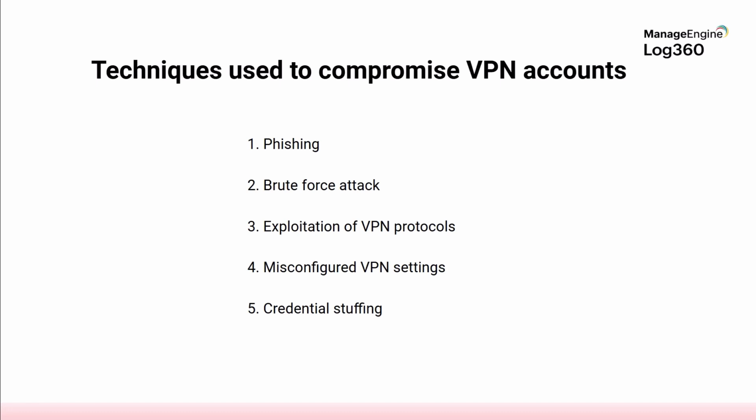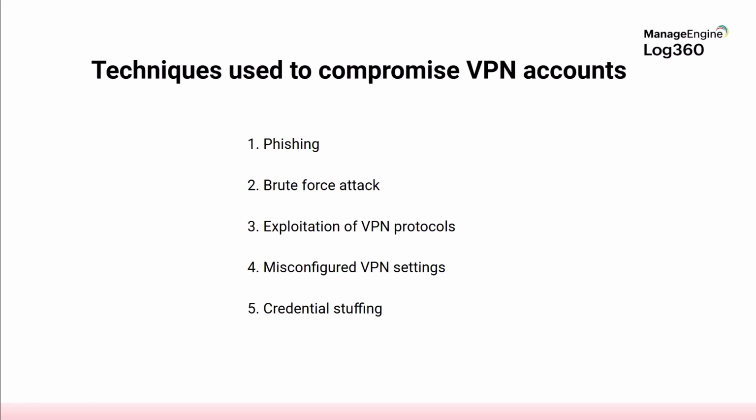Number 2, brute force attacks. Here, attackers, predominantly insiders, attempt to log on to another user's account by using random passwords in a trial and error method. Number 3, exploitation of VPN protocols. Attackers may exploit weaknesses in VPN protocols such as point-to-point tunneling protocol, layer 2 tunneling protocol, and OpenVPN to crack encryption and compromise the account.